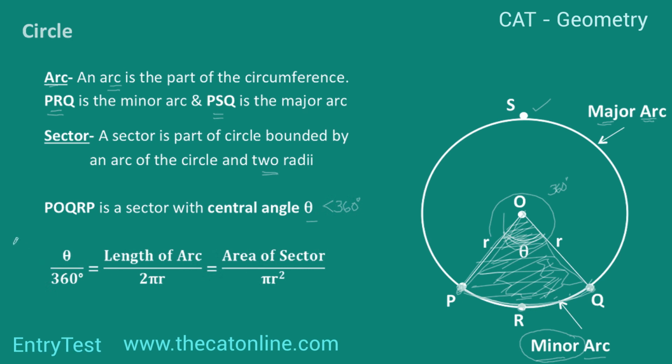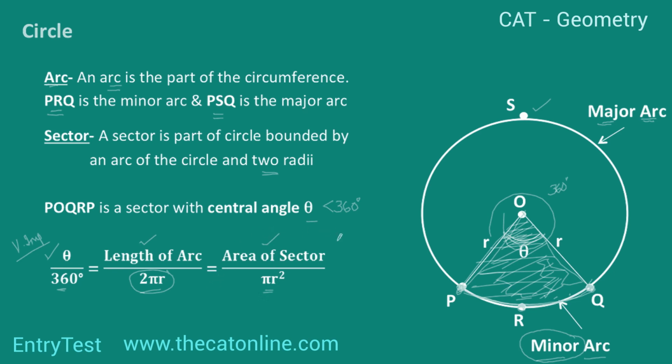Another very important thing that I need to always keep in mind is that if I take the following ratios, all of these ratios would come out to be constant. So theta, which is the angle subtended at the center by an arc, over 360, which is the total angle, would be equal to the length of this arc over 2 pi r. 2 pi r is the circumference, the length of the perimeter of the circle, and this is equal to the area of this sector divided by the total area of the circle, which is pi r square.